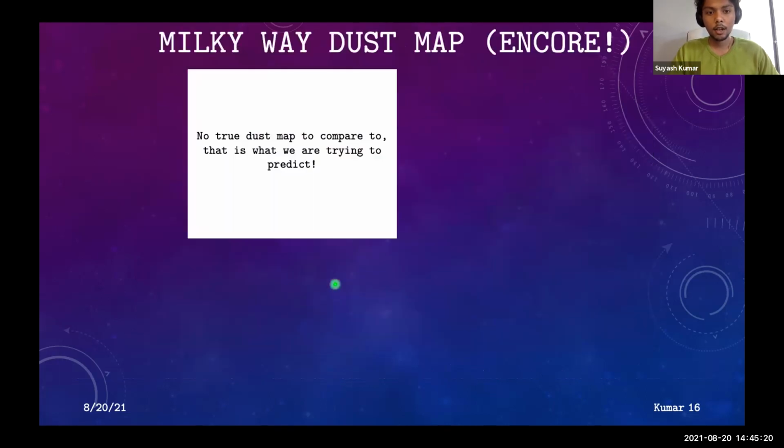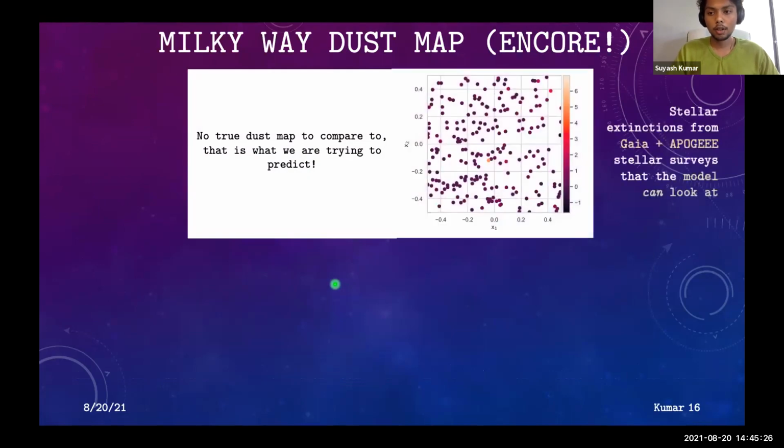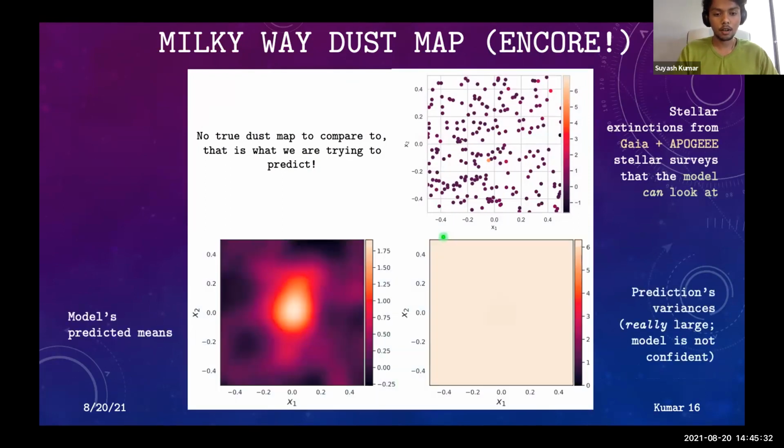So once again, we do not have a true dust map to compare our answer to, but we go ahead and give our model stellar extinctions from Gaia and Apogee, and our model comes up again with a predicted dust map and associated variances, which again are really large. And you may recall that from having looked at our small scale Milky Way dust map.